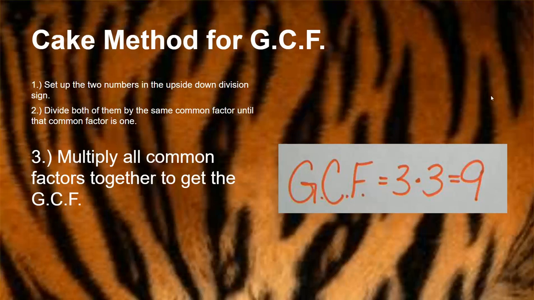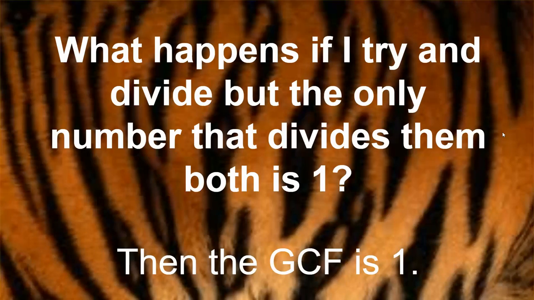This will take a little bit of practice if you want to use it. There's also another video on the link to help you with greatest common factor using factor trees. Whichever method works for you will work. But what happens if I try and divide, but the only number that divides them both is 1? If that ever happens, then the greatest common factor is 1. Okay? No matter what, using the cake method or the factor tree method on that other video, if you can only find that the only number that divides them both is 1, then the GCF is 1.